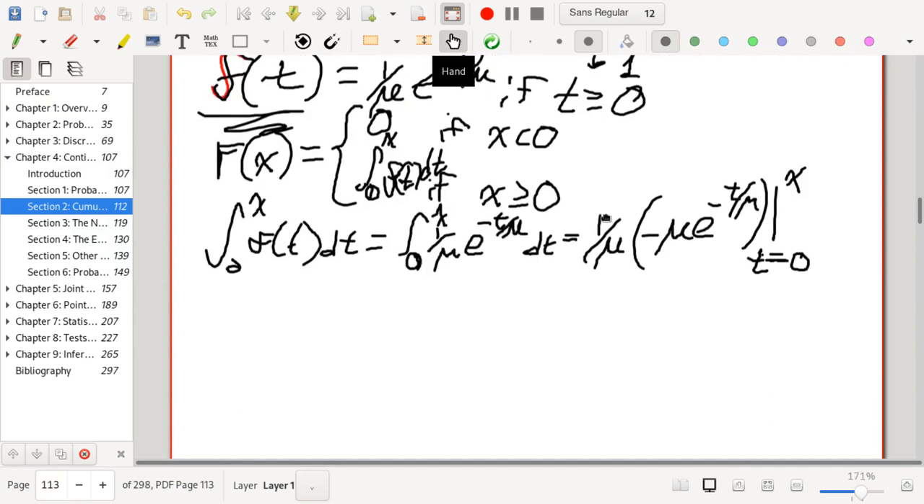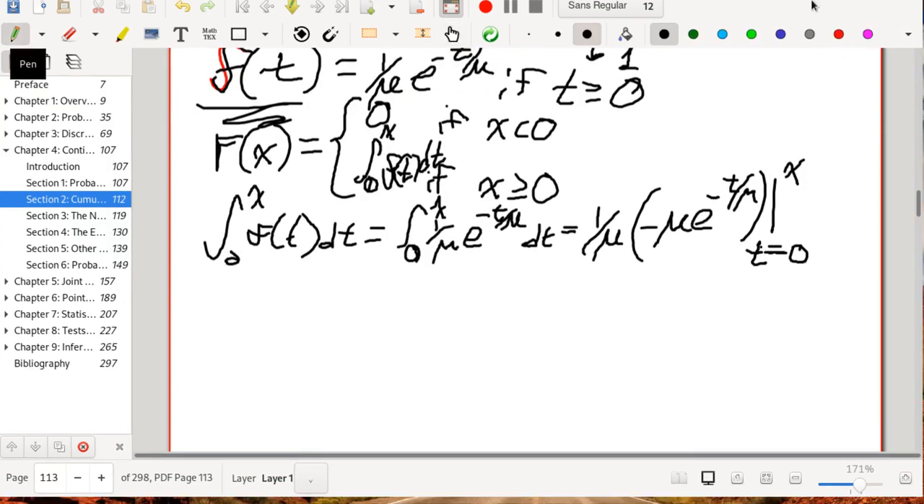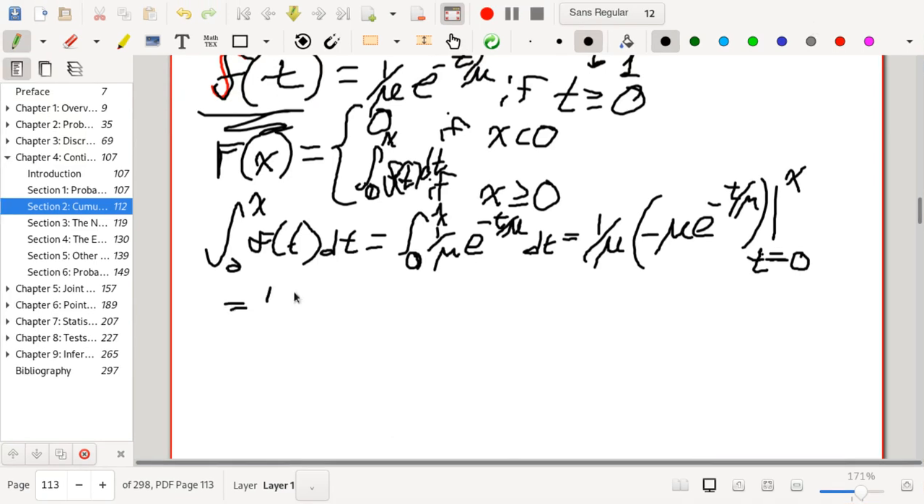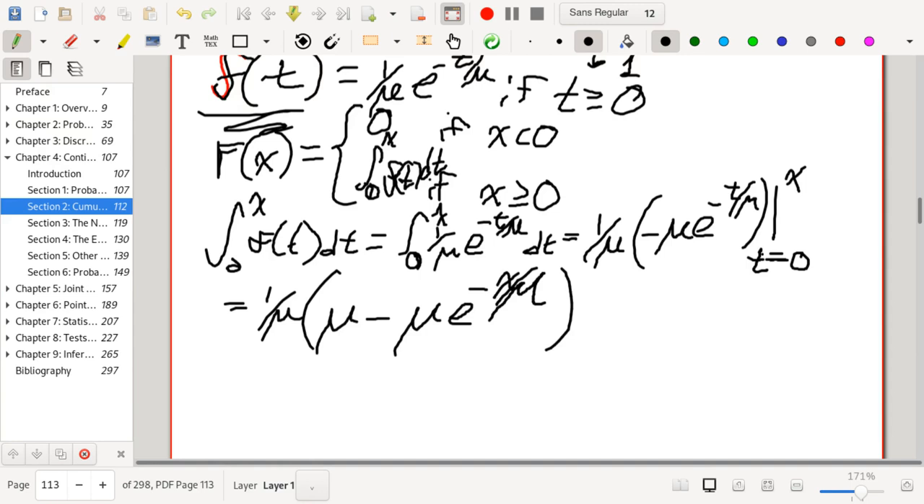Okay, then this is going to equal 1 over mu, and then we've got mu minus mu e to the negative x over mu. Basically, I switched the positions of these two things because the first term is going to be negative and the second term is going to be positive. But this is what the integral ends up being. And actually, those mu's cancel out with each other. So we get 1 minus e to the negative x over mu.